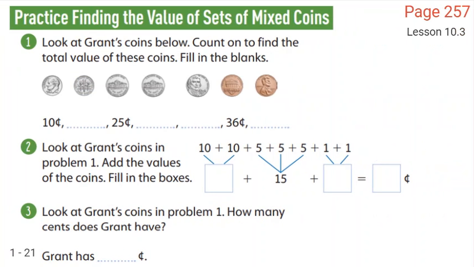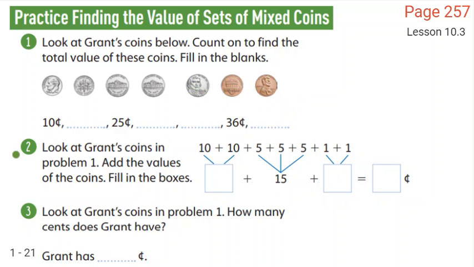I want you to look at Grant's coins below. This is number 1. It's on page 257. Count on to find the total value of these coins. Fill in the blanks. I want you to do it on your own. But remember, dime, dime, which is 10 and 10. Nickel and nickel, which is 5 and 5. Another nickel, which is 5. A penny, which is 1. And a penny, which is 1 as well.